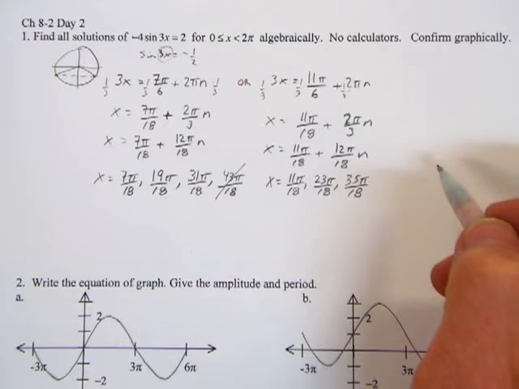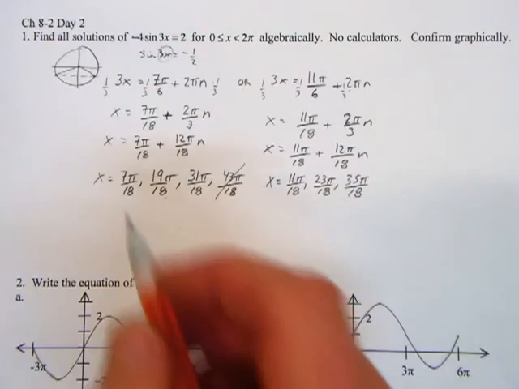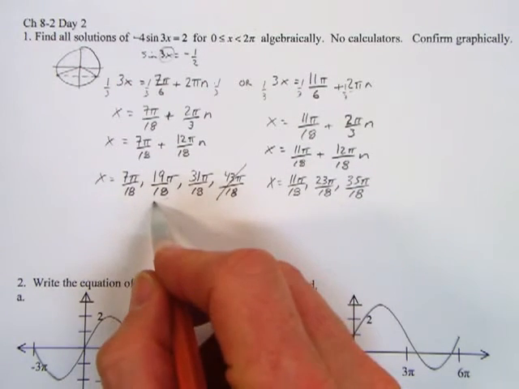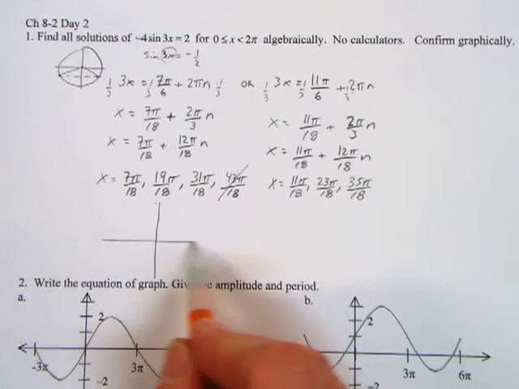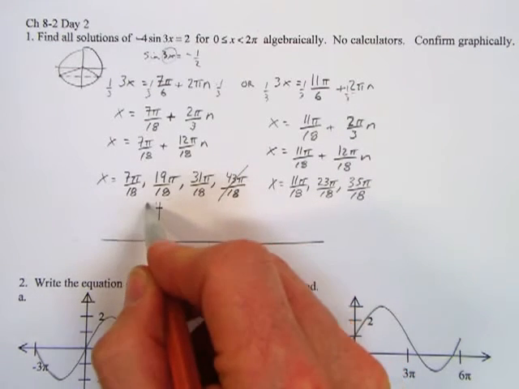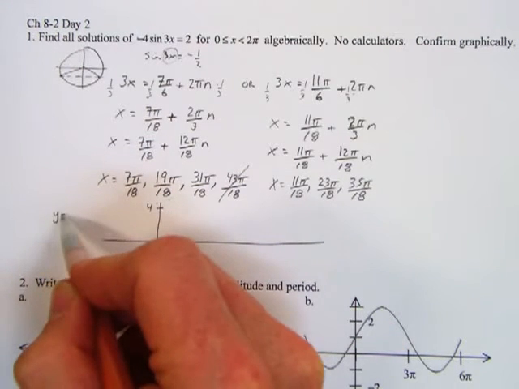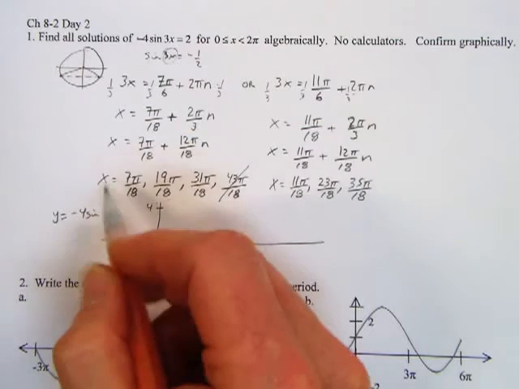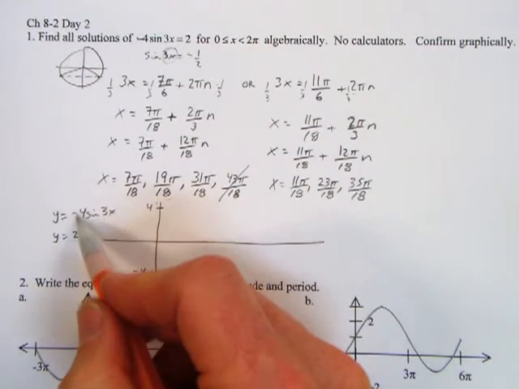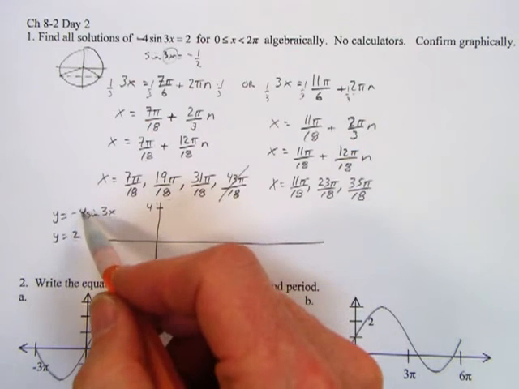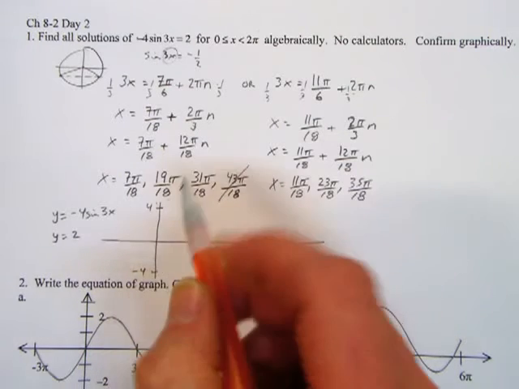Now let's take a look at what this would be if we graphed it. Let's graph over here. And we're going to go 4 to -4. So what we're going to do right now is graph y equals -4 sine of 3x, and then we'll graph y equals 2. So what's the 4 mean? That's our amplitude. It's going to stretch the sine graph up to 4 and down to -4.